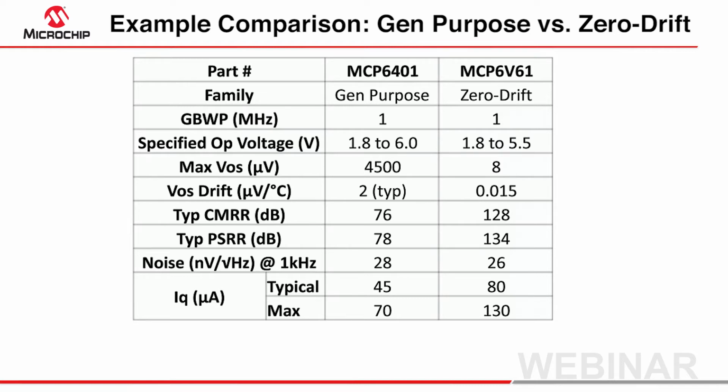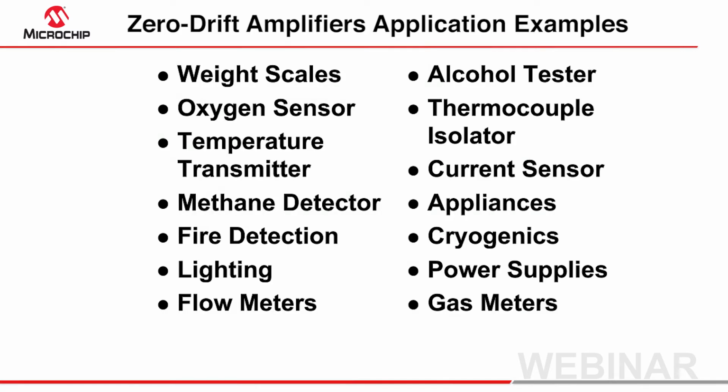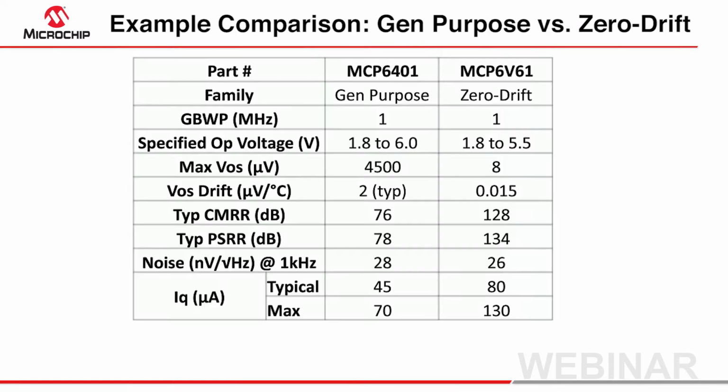As we have seen previously, offset and offset-related errors are far superior for the zero drift architecture. As illustrated, providing maximum offsets that are over 500 times better, drift that's over 130 times better, and that's being conservative, as well as common mode and power supply rejections that are 400 to 600 times better than a general purpose amplifier. So when we talk about superior performance, this is what we are referring to.